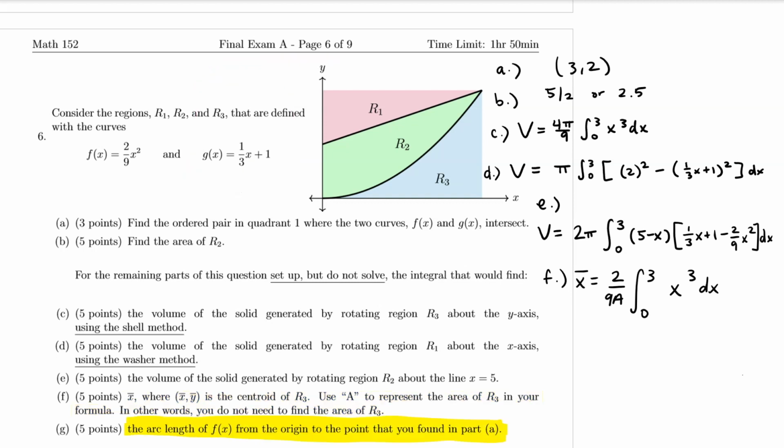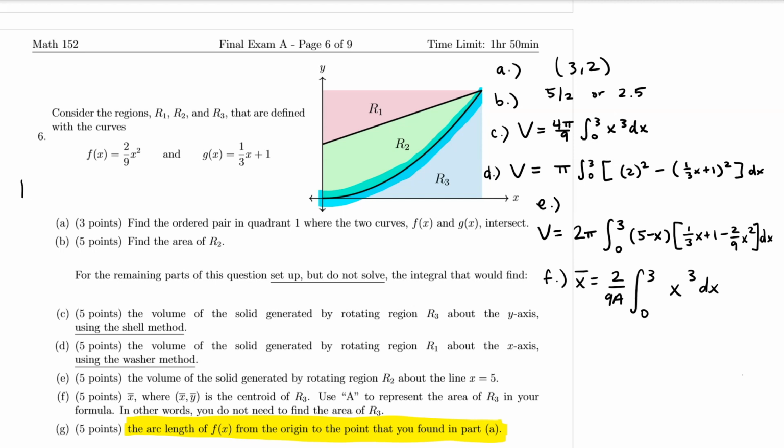Part G wants us to set up the integral that would find the arc length of f of x from the origin to the point that you found in part A. So let's go ahead and highlight that. f of x is the parabola, so we are setting up the integral that would find the arc length of this curve between x equals 0 and x equals 3.